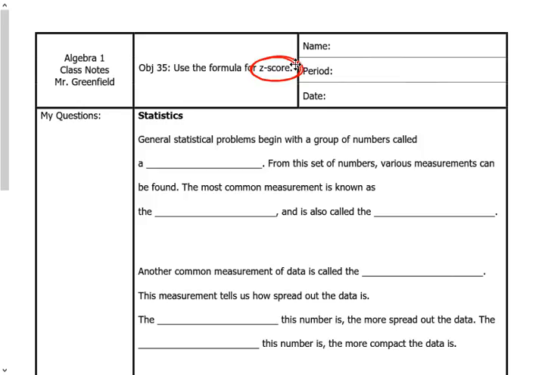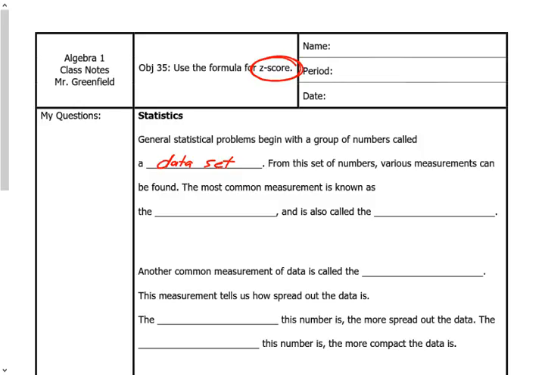Well, in Objective 35, we're going to start to talk about our individual scores as they relate to the class average. So that's what we're going to use this idea of z-score with. All right, so we're going to start off by describing what we're going through. General statistical problems start off with a group of numbers. In our example, that we're always going to keep in our head, each individual person's test average. And this is called a data set. A set of data.